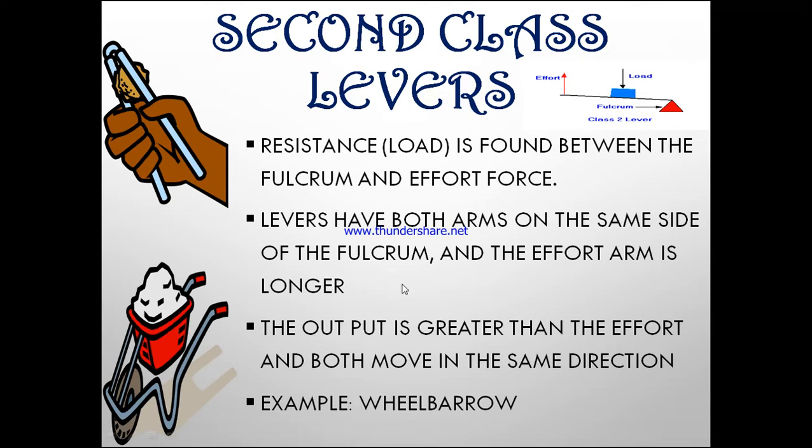In this lever, you will find the effort arm is longer than the resistance arm. The output is greater than the effort. Why? Because the effort arm is longer than the resistance arm, and they both move in the same direction, as I told you. For example, a wheelbarrow. This is a wheelbarrow, and this is a nutcracker. So you know that this is the resistance and this is the effort, or again, this is the load, and this is the effort, and this is the fulcrum.